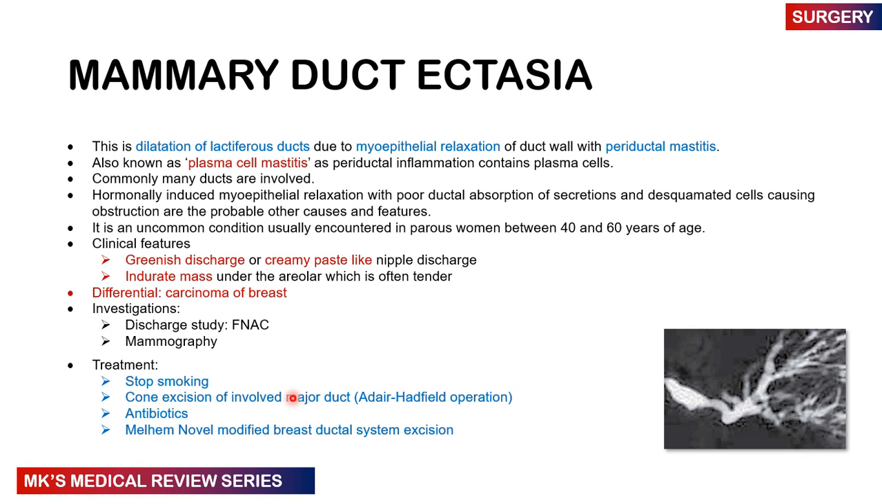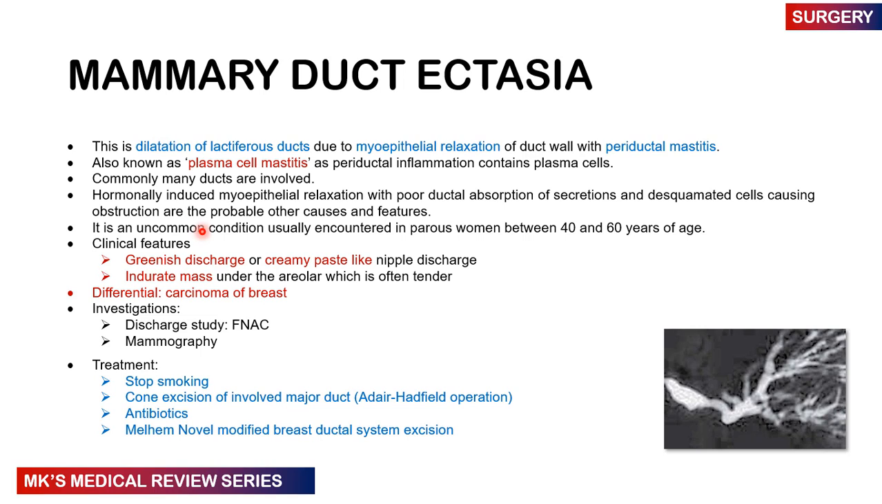Then you may have mammary duct ectasia. This is simply dilatation of the lactiferous ducts, which is often attributed to myoepithelial relaxation associated with periductal mastitis. Because you have a lot of plasma cells in the periductal inflammation, this is also referred to as plasma cell mastitis. It commonly involves many ducts, and remember that the relaxation of the myoepithelium is often hormonally induced, and it's also coupled with poor absorption of duct secretions and desquamation of the skin, causing obstruction. There are also probably other causes contributing to the clinical features.